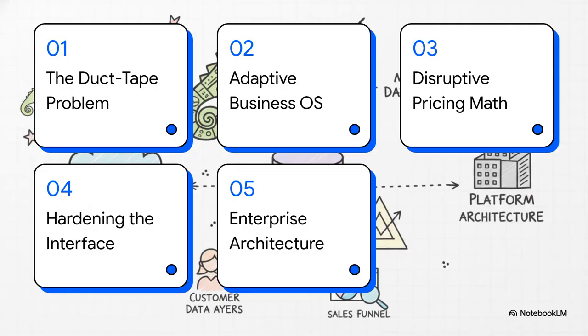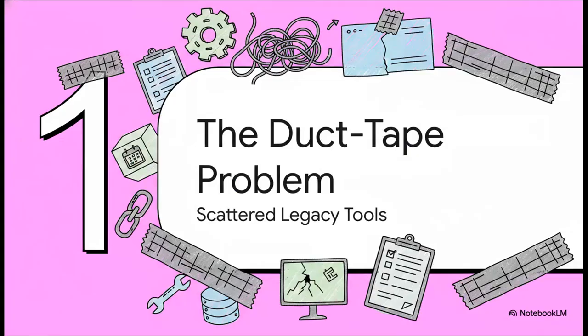Here's our roadmap for the teardown. We're kicking things off with the duct tape problem, moving into the adaptive business OS, breaking down the disruptive pricing math, looking at how they hardened the interface, and wrapping up with the enterprise-grade architecture. So, Section 1, the duct tape problem, or dealing with scattered legacy tools.